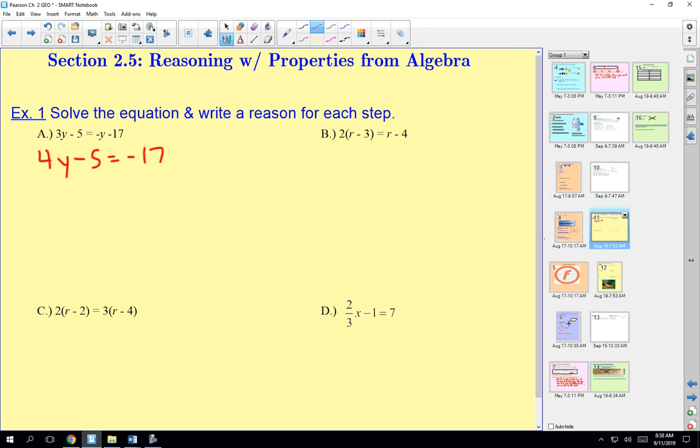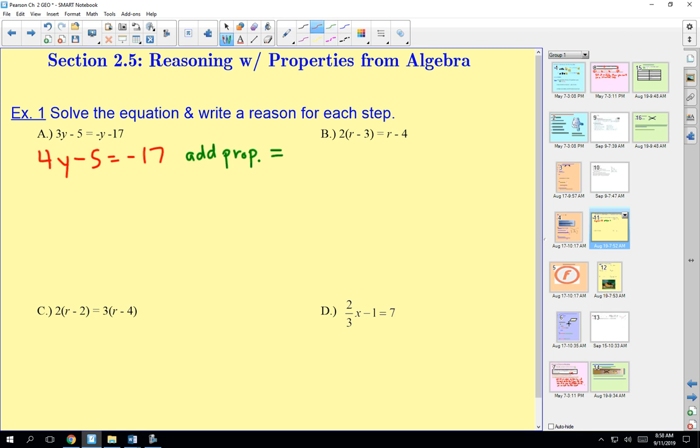I added y to each side, and what property do you think that is based on that list of properties on the top? Yeah, addition property of equality. So you would write on here, addition property of equality. We can maybe abbreviate it. And it's not just addition, it's addition property of equality because what we did to the right-hand side, we also did to the left, right? We added y to the right-hand side to make this be a 0, leaving only negative 17, and then we did the same thing to the other side.